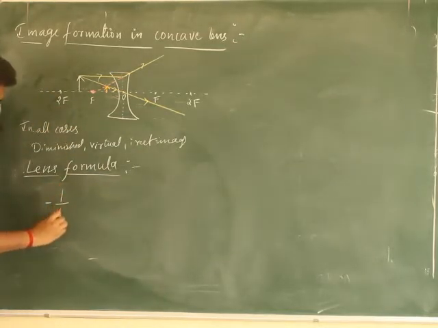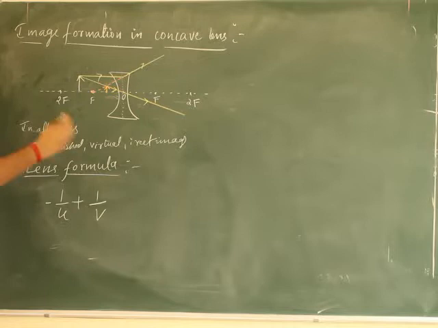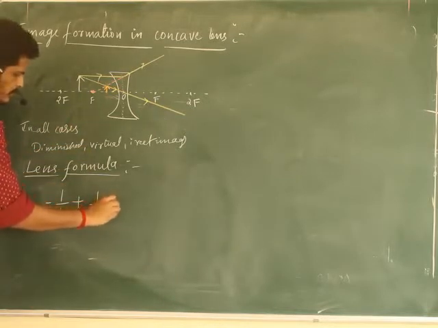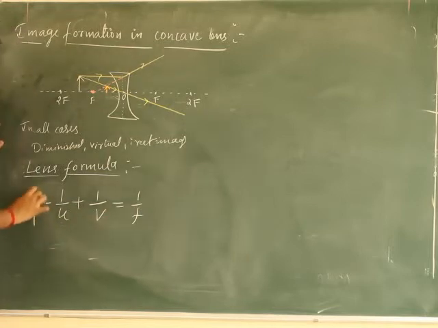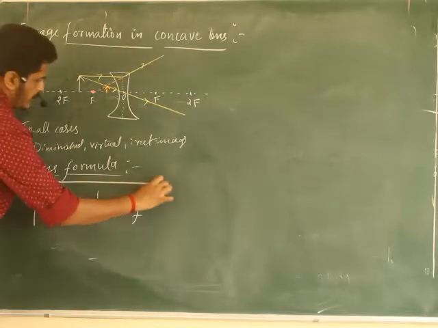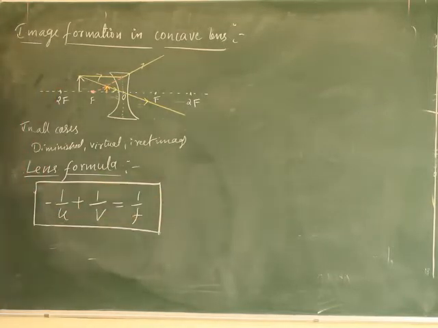So the lens formula says, you have to take it down, very important formula for numerical purposes as well as for competitive examinations: minus 1 by u plus 1 by v is equal to 1 by f. So this is the formula, that is the lens formula. So what is the lens formula? Minus 1 by u plus 1 by v equal to 1 by f.